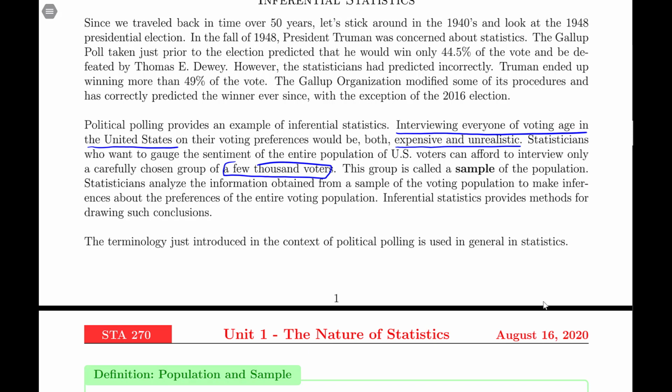So anytime we have a group that is not the entire population, that group is called the sample of the population. And then we can take the results of our sample poll and we make inferences about the entire population as a whole, and that's where we get the term inferential statistics.